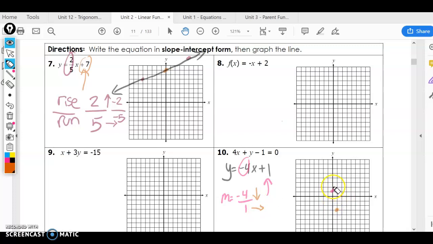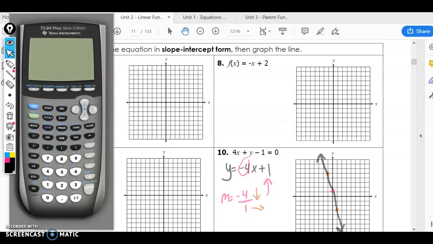1, 2, 3, 4, right 1. You can also go up 4, 1, 2, 3, 4, and left 1 to continue that pattern of the line. And I'm going to keep on going that way. Don't forget arrows when drawing your lines. Sorry that it's not perfectly straight, but again, this is how you graph in slope-intercept form. Just a refresher there. What I want to show you is how to graph these on your calculator if you weren't ever shown how.